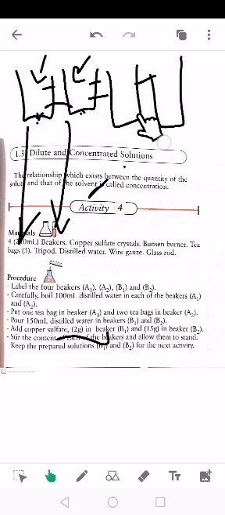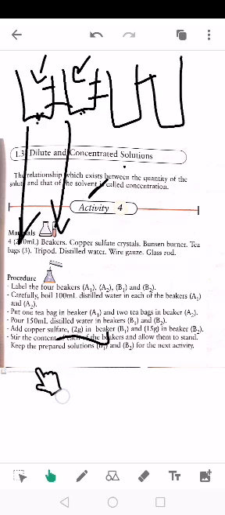15 gram of copper sulfate in beaker B2. So the difference between the two beakers: this contains water, this contains water, 150 milli, 150 milli. This contains copper sulfate and this contains copper sulfate, but the difference is in this beaker we have 2 gram of copper sulfate only, and in this we have 15 gram of copper sulfate.